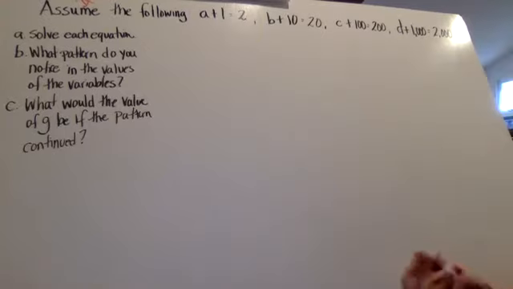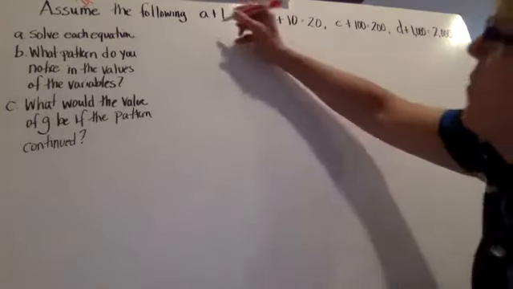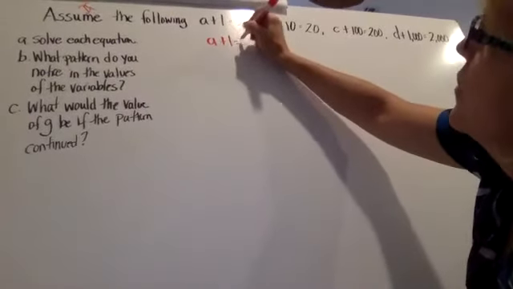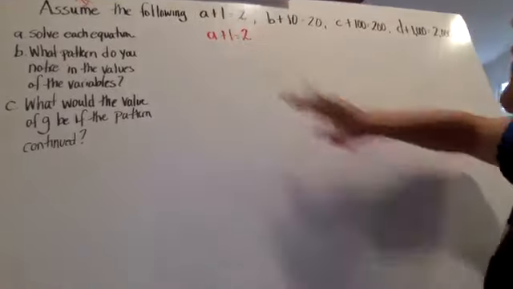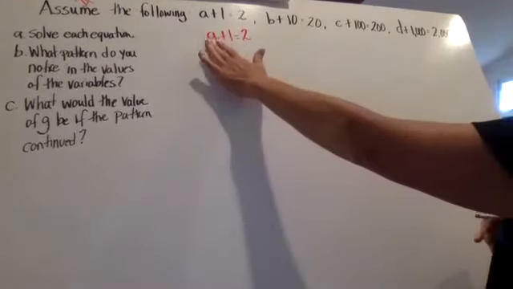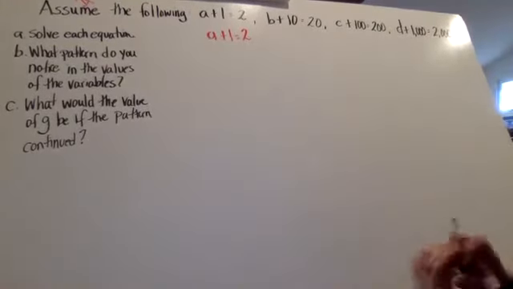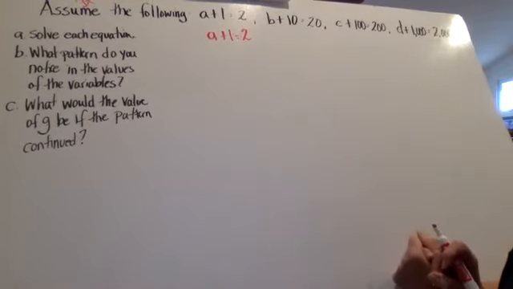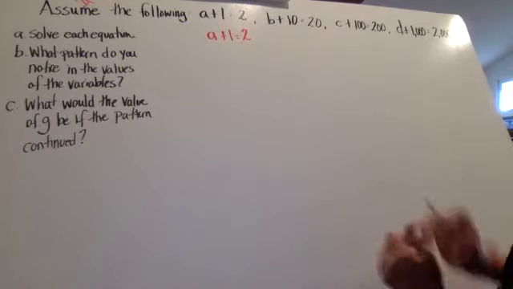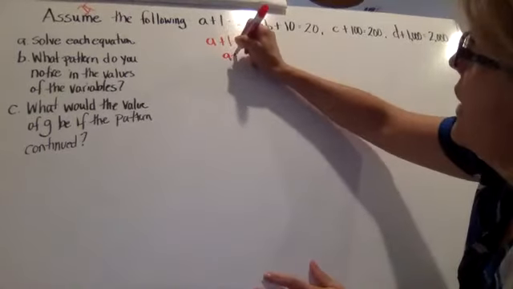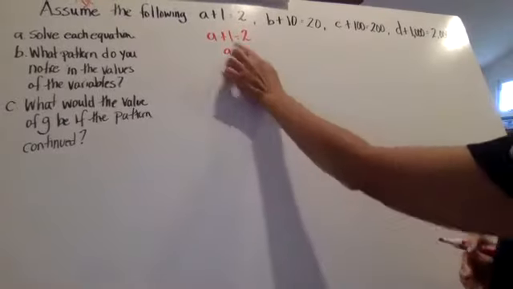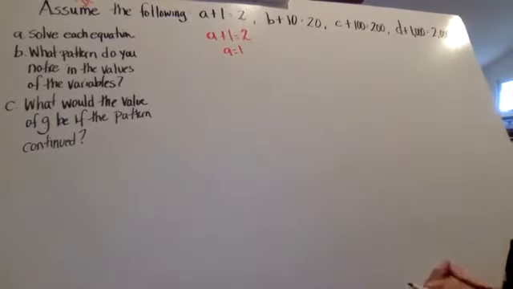So let's start with doing what it says, solve each equation. I'm going to start with A plus 1 equals 2. Remember, we're solving an algebraic equation. I want to know what is the only solution for A that makes that true. What does A need to be to make this true? 1. If A is 1, then 1 plus 1 is 2, and that's true. So I can check it by substituting that back in.